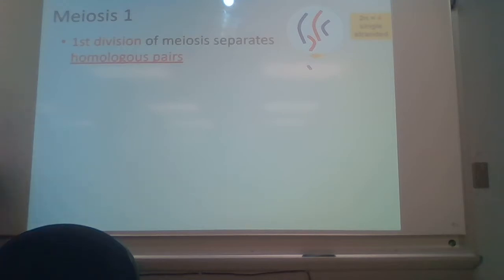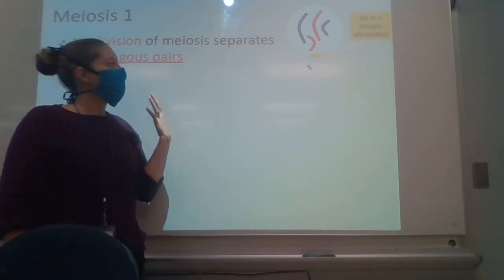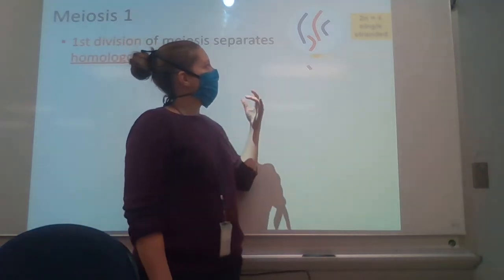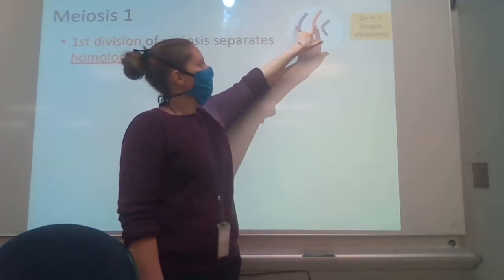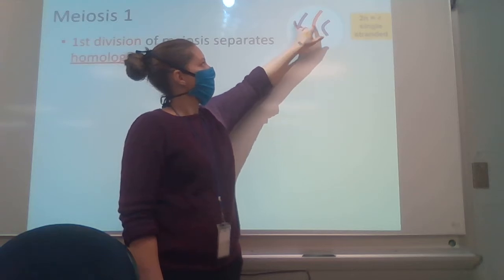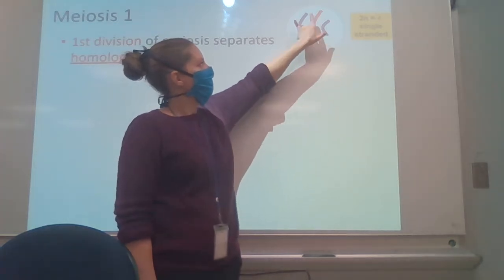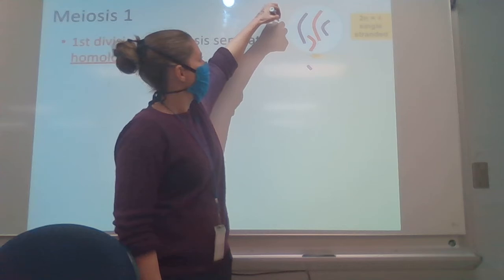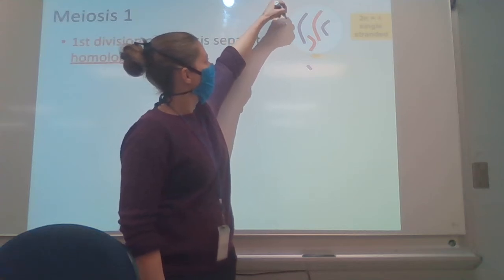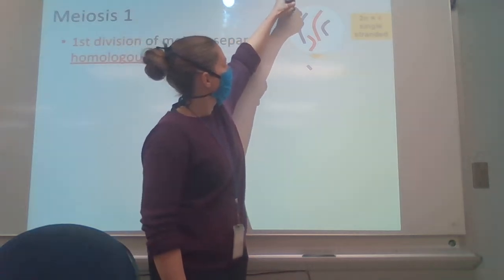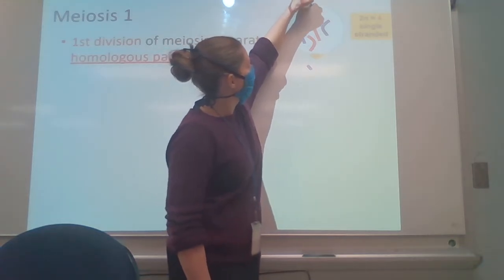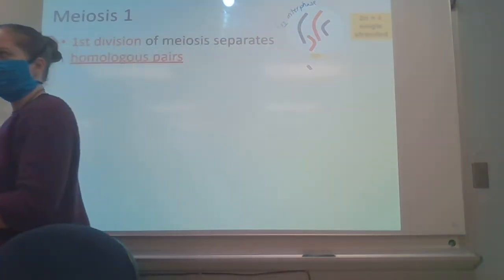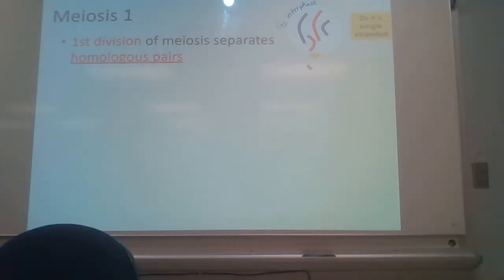In that first cell, we're going to start with a diploid cell with 4 total chromosomes. We have 2 longer chromosomes and 2 shorter chromosomes, one from mom, one from dad, so 2 homologous pairs. This would be G1 of interphase. How do we know it's G1 of interphase? They haven't replicated yet, right? They're still individual chromosomes. They haven't gone through replication.